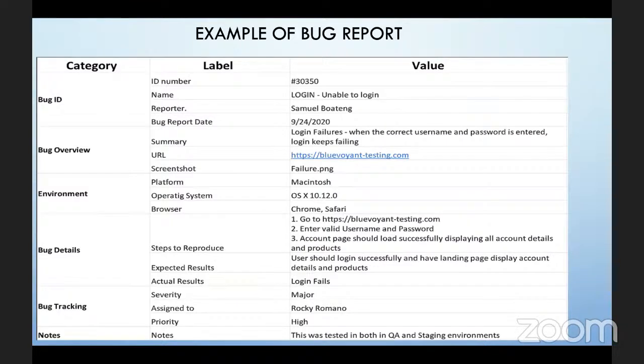So the example of a bug report, right? In a bug report, you'll have the bug ID, the name, the reporter. So you see the name over here: login, unable to log in. The reporter is Samuel Boateng. The bug report date is 9/24/2020. The summary: login failure. When the correct username and password is entered, login keeps failing, right? The URL is there, and a screenshot of the issue, the failure.png file. So that means there's a screenshot, an image file of this issue. So all the important information is on here.